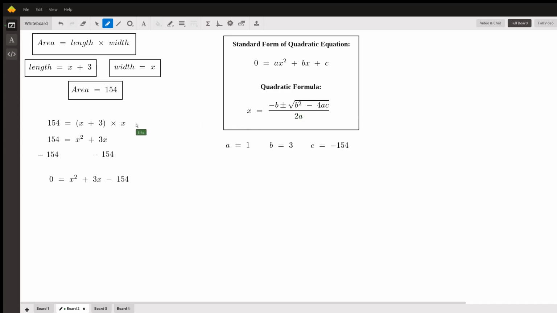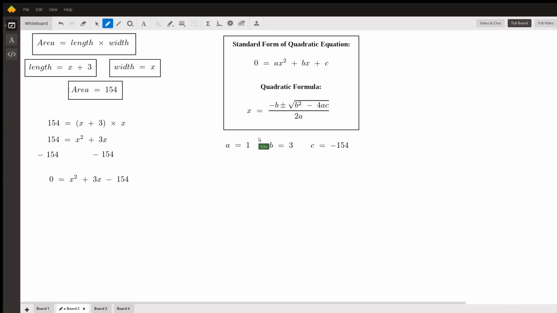But in order to do that, first we need this to be in standard form. And this is what the standard form looks like over here. The standard form of a quadratic equation is 0 equals ax squared plus bx plus c. And currently our quadratic equation is not in that form, so we want to get it into that form before we can use the quadratic formula. To do that, I'm going to subtract 154 from both sides to move that term over here. And so when we do that, we get 0 equals x squared plus 3x minus 154. This is in standard form. So now we can go ahead and proceed with the quadratic formula.